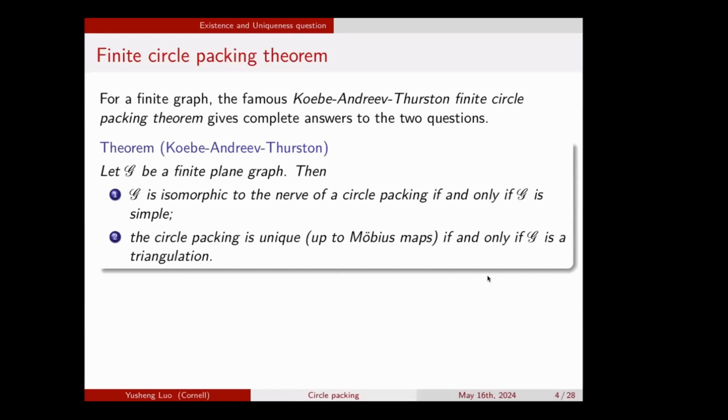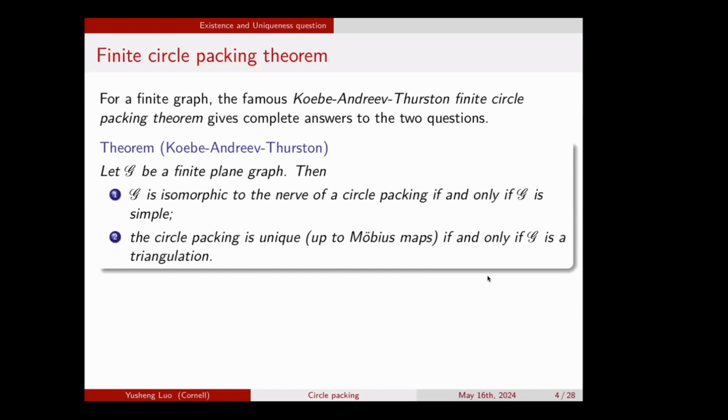So for a finite graph, I'm sorry. Can you hear me now? Okay, the battery died, so I have to use the microphone on my computer.